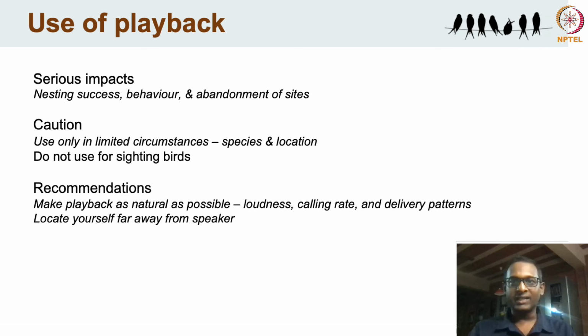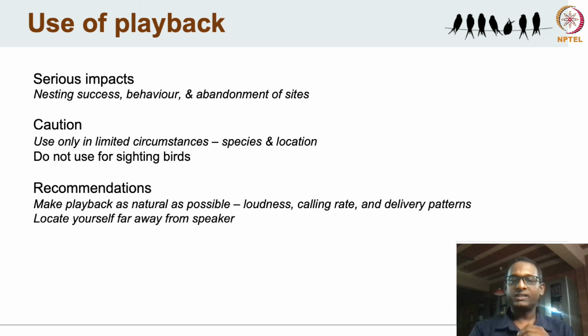Do not increase the calling rate, which means that if a bird has, let's say, 10 songs in a bout, and at the 10th, usually it stops singing, do not play back this section in multiple units. So don't play back the same thing for so long, or don't compress it so that the calling rate changes, which makes it faster. Don't change the delivery patterns. Try and play back with as natural a setting as possible. That is, if at all you must do playback.